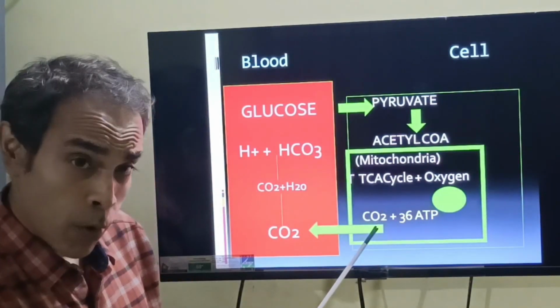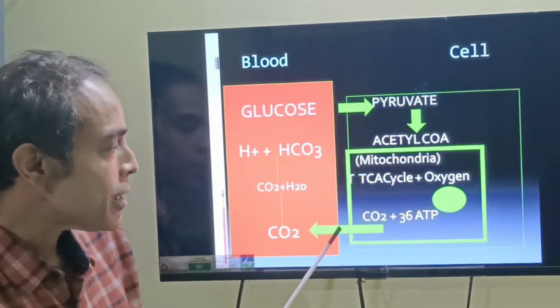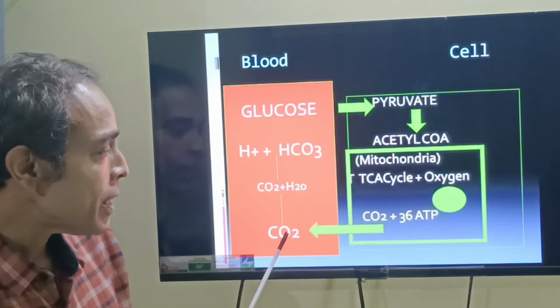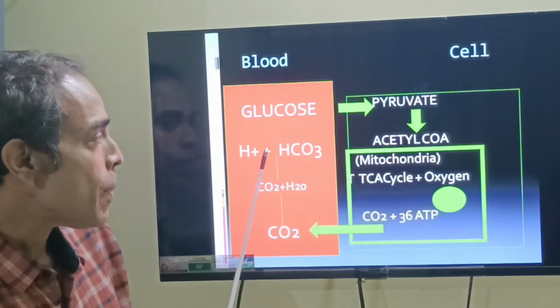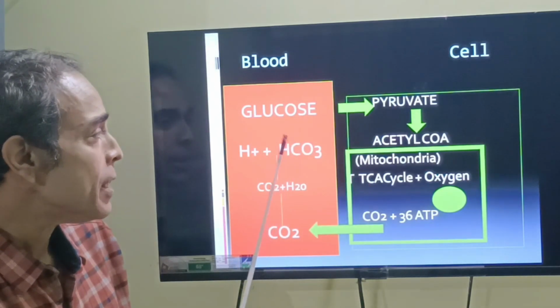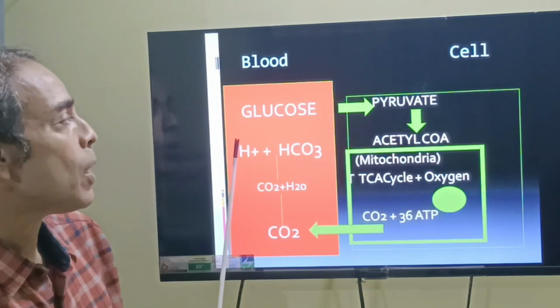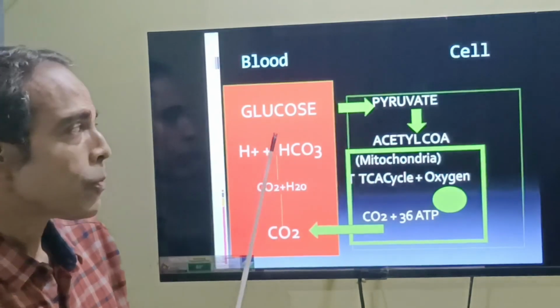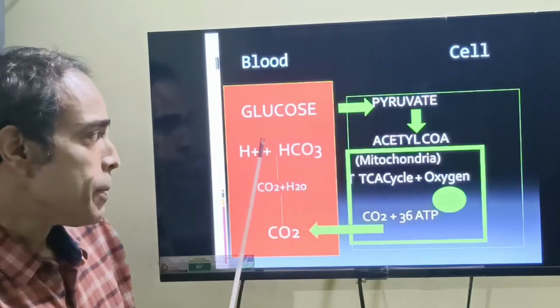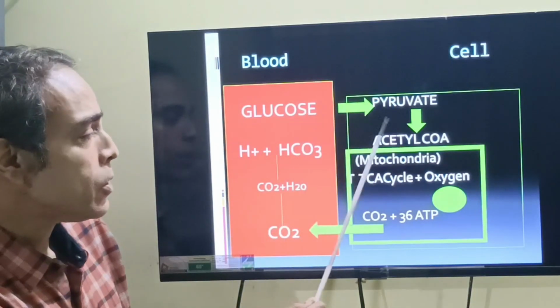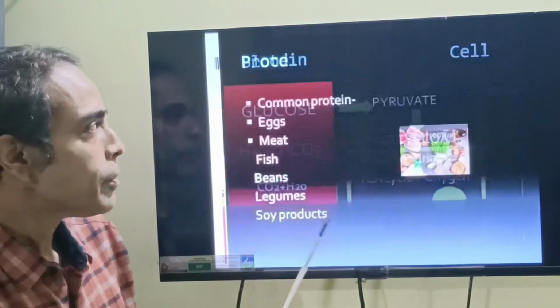Now once this carbon dioxide is formed, it diffuses into the blood. In the blood, it reacts with water to form carbonic acid and hydrogen ion. So this is the hydrogen ion we get, which gets into the blood. So this is the first way carbohydrates give rise to acid.